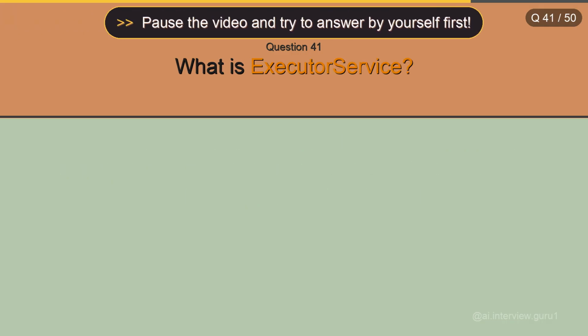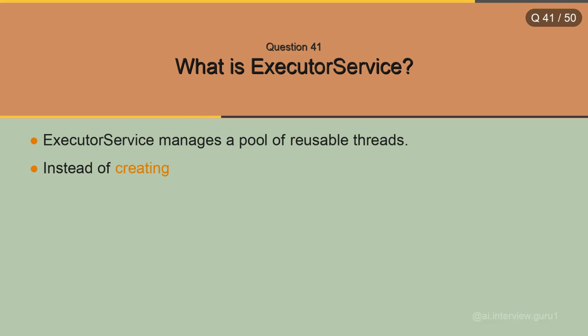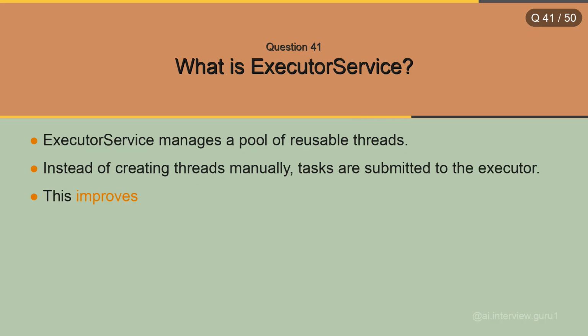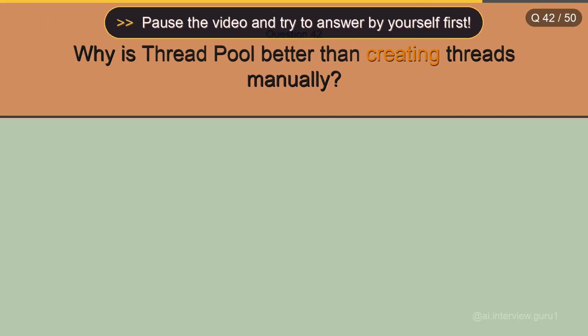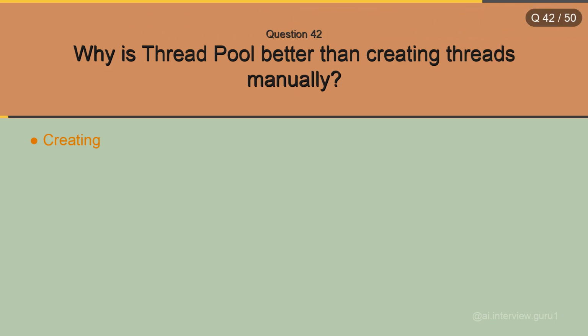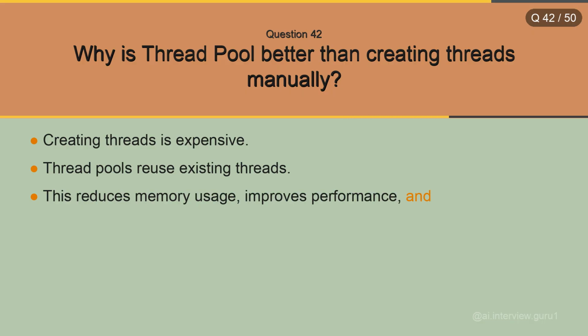What is ExecutorService? ExecutorService manages a pool of reusable threads. Instead of creating threads manually, tasks are submitted to the executor. This improves performance and simplifies thread management. Why is a thread pool better than creating threads manually? Creating threads is expensive. Thread pools reuse existing threads. This reduces memory usage, improves performance, and limits excessive thread creation.